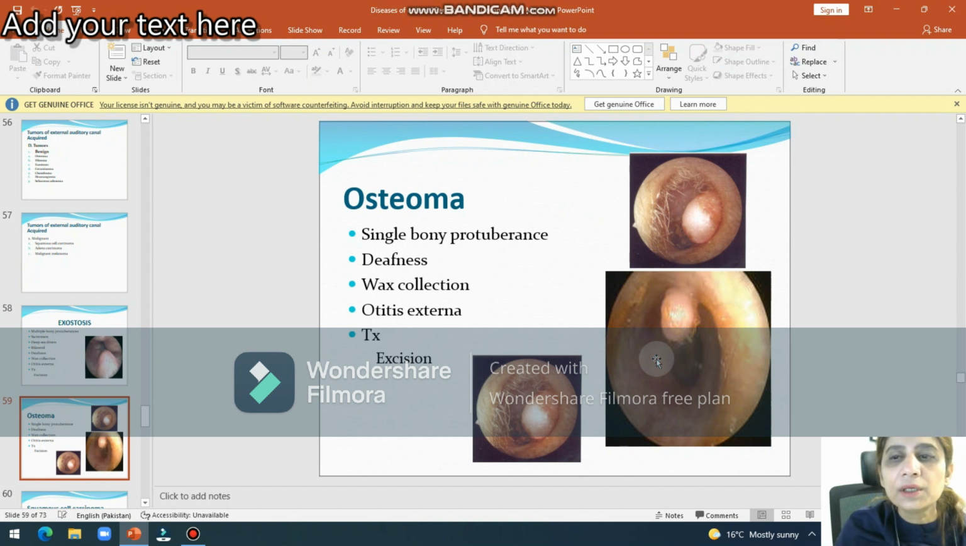Osteomas are single bony protuberances in the external auditory canal. They can also make the external auditory canal narrow, and narrowing or stenosis of the external auditory canal will lead to deafness. So treatment is again excision of the tumor.